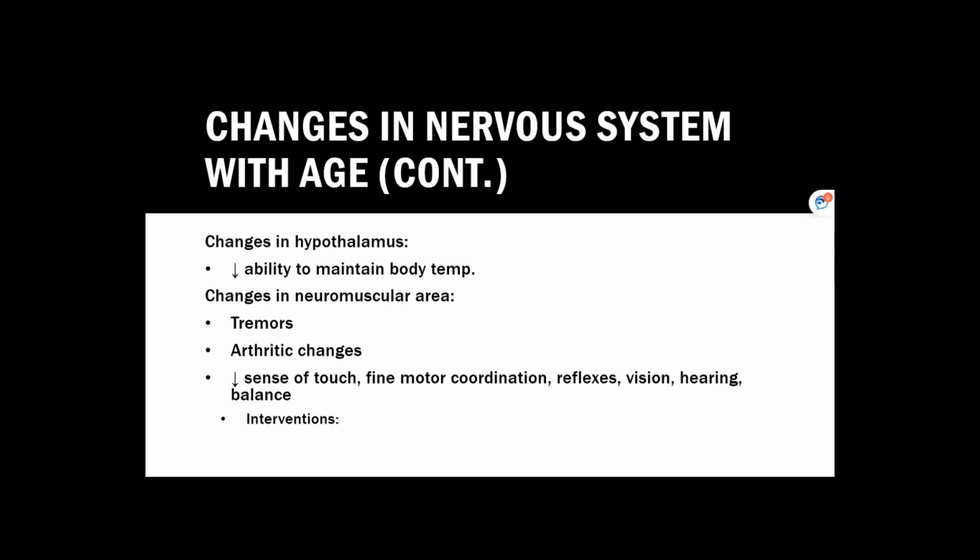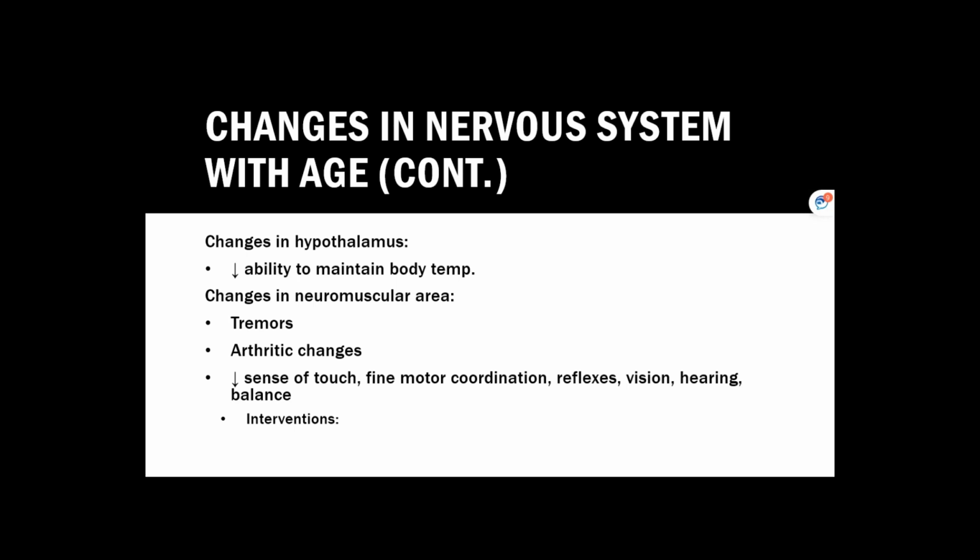There's also a decreased sense of touch. So, a lot of times with the elderly, their burns are more severe because they touch something, they don't know it's hot. So, therefore, they come into contact with the hot surface a lot longer. So the burn is more severe just due to that decreased sense of touch. Also, there's a decrease in fine motor coordination. So, a lot of things there with ambulation, range of motion in general. Reflexes are slower. There's also a slower reaction time to events or to happenings.